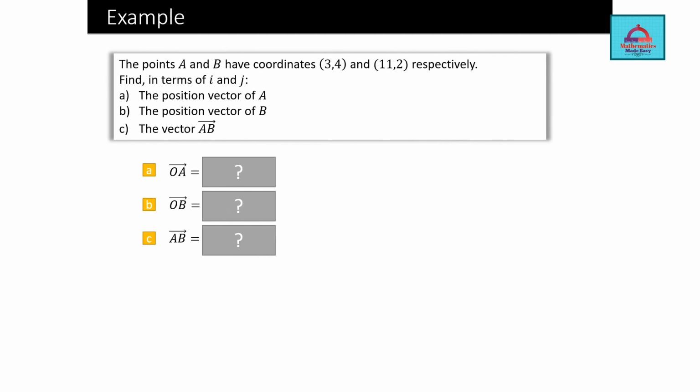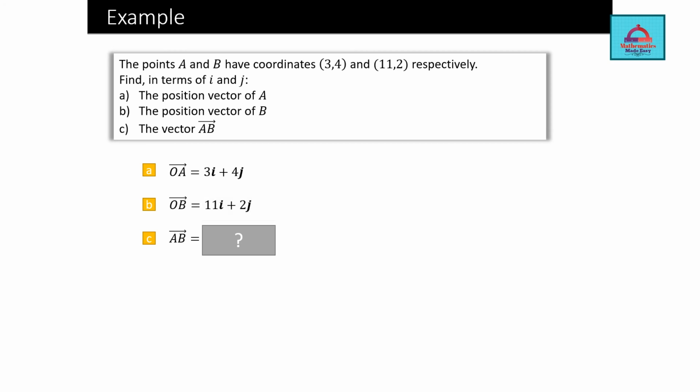Let's solve some questions. You are given two points A and B with the following coordinates, and you need to find, in terms of i and j, meaning unit vectors, the position vector of A, the position vector of B, and the vector AB. So OA, OB, AB, three vectors you need to find. O is the coordinate (0, 0). So OA would be what? 3i plus 4j. So x component with i, y component with j. Similarly, what will be OB? Yes, you are correct, 11i plus 2j.